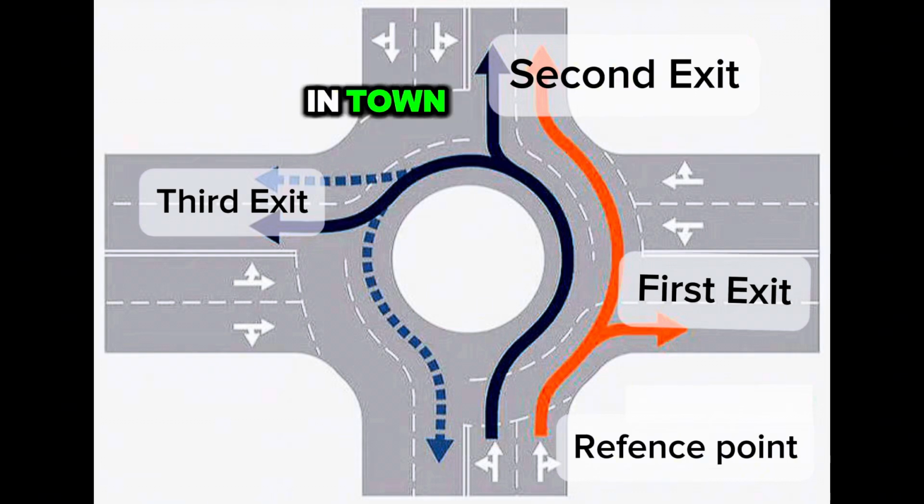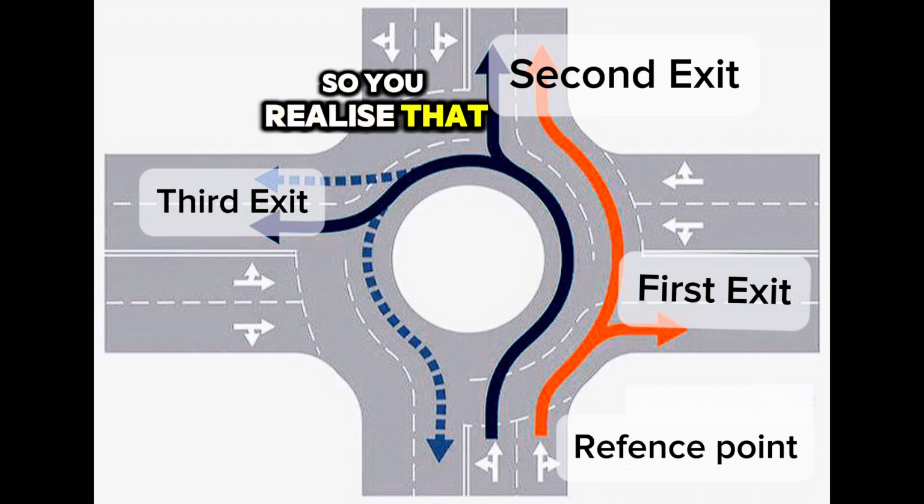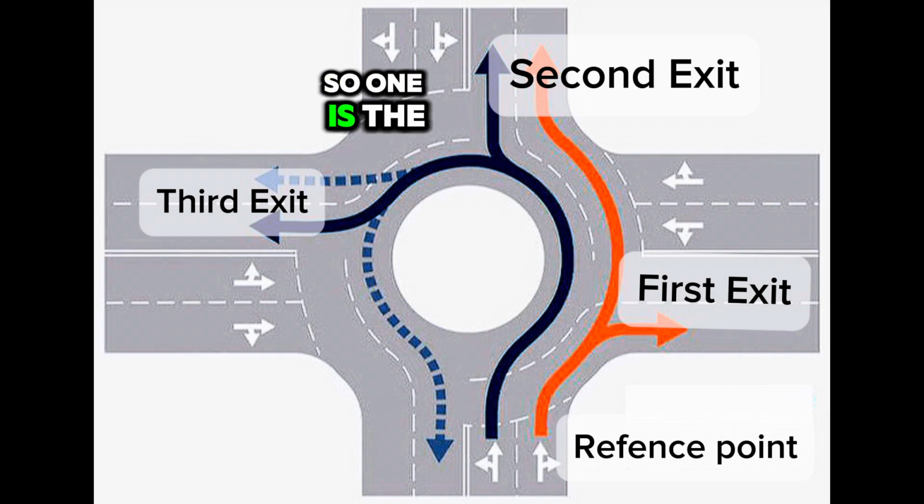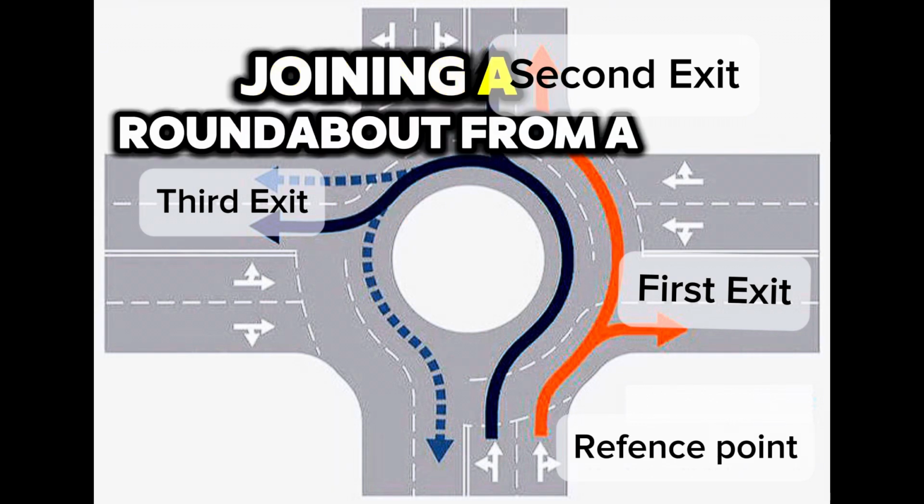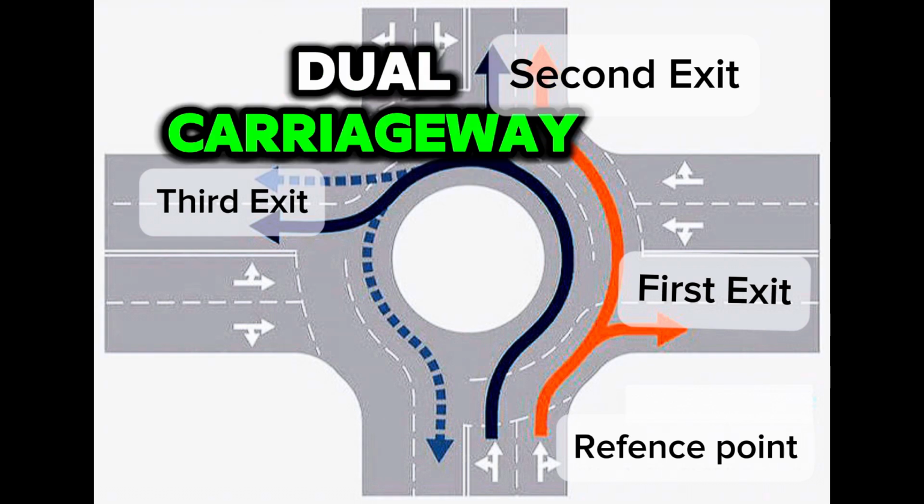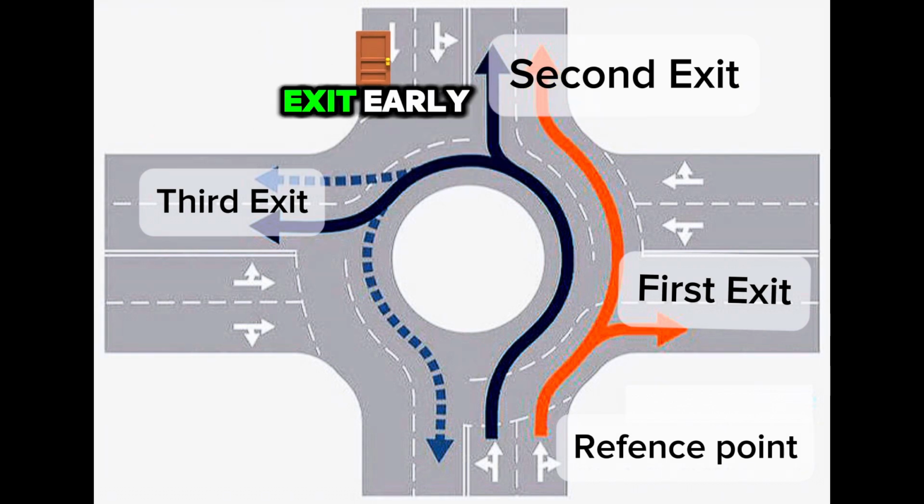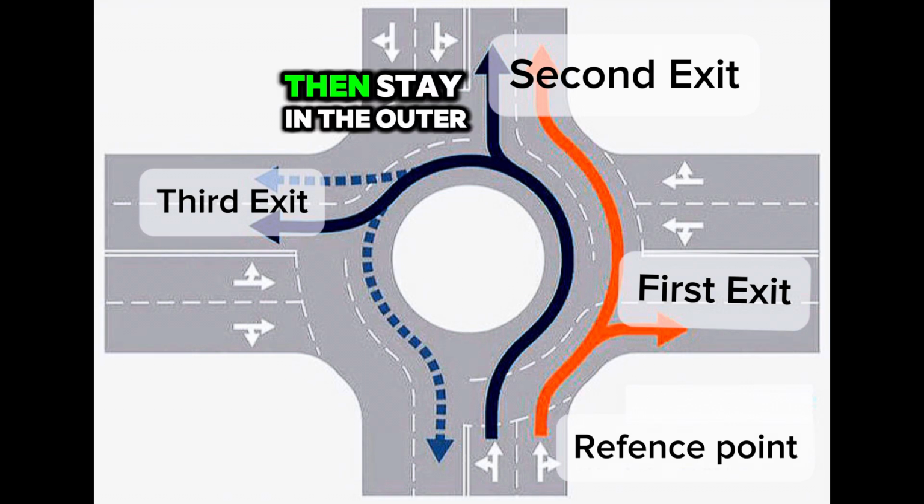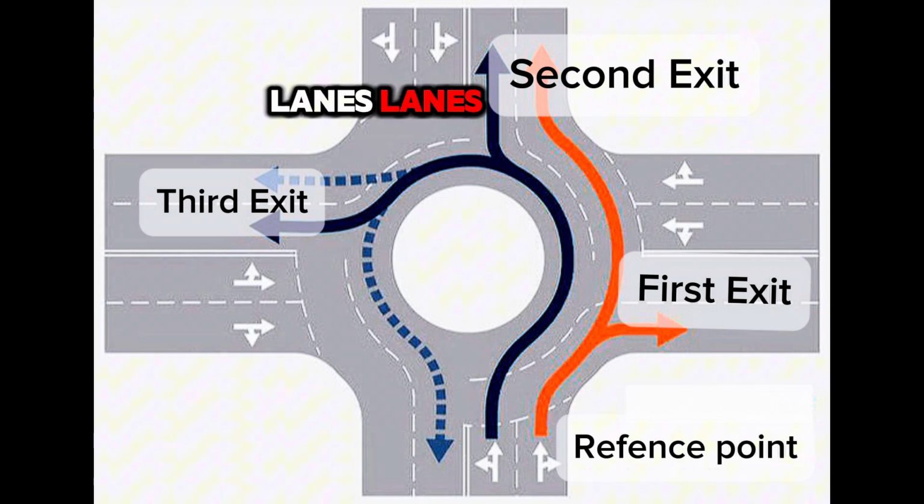When you are driving in town, you may come across some dual carriageways joining a roundabout. The principle of using the roundabout is still the same, but there's a twist to this particular one. You realize that we have two lanes entering the roundabout in this diagram. One is the orange lane and the other one is the blue black lane. If you are joining a roundabout from a dual carriageway and you are going to exit early, let's say use the first or second exit, then stay in the outer lanes.